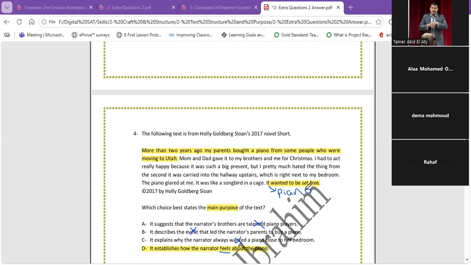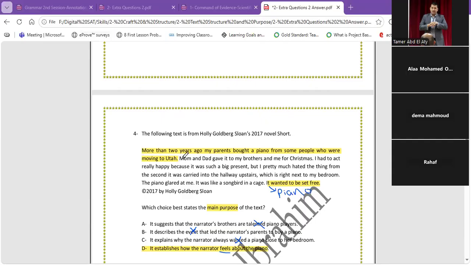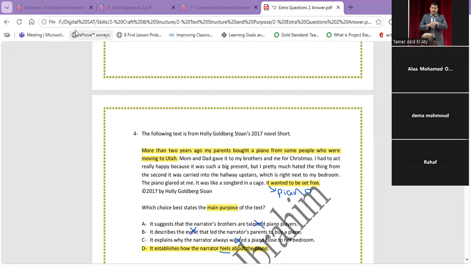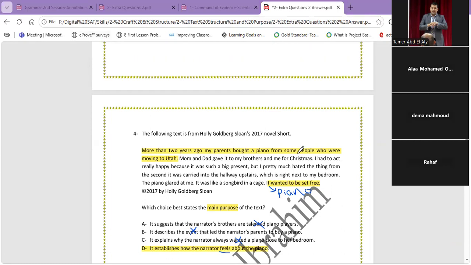Now you read the first and last, and start eliminating. A: it suggests that the narrator's brothers are talented piano players. Does it talk about brothers here? No. B: it describes the event that led the narrator's parents to buy a piano. I don't think it talks about the event itself that led the parents to buy the piano. No. C: it explains why the narrator always wanted a piano close to her bedroom. Does it talk about that? No, that's not even mentioned.